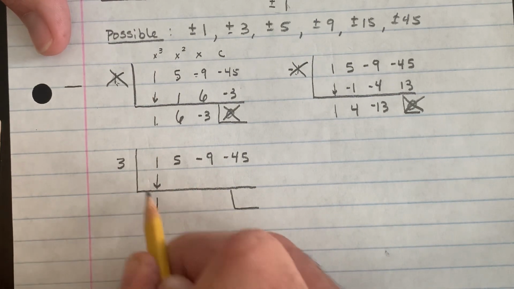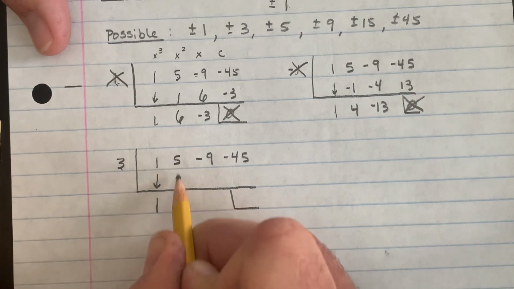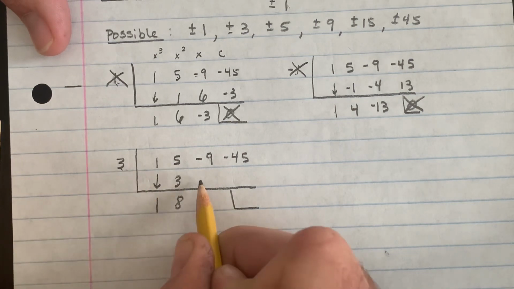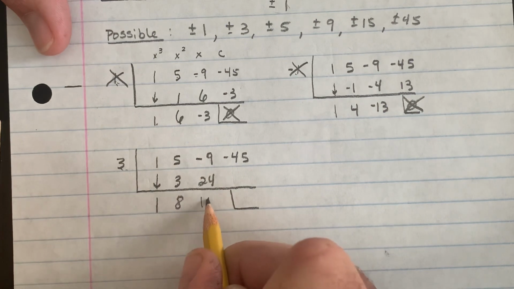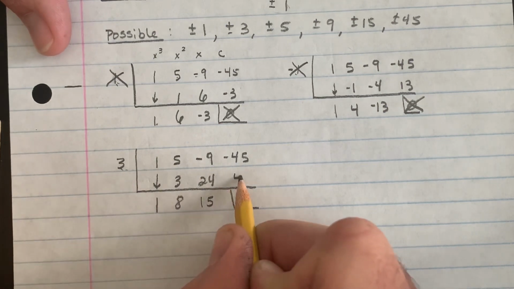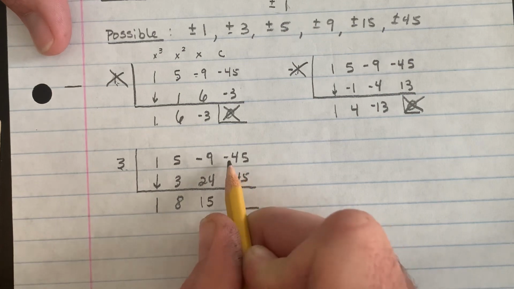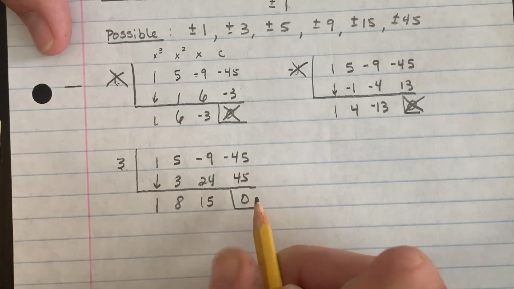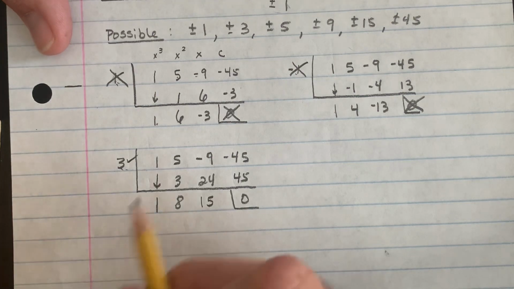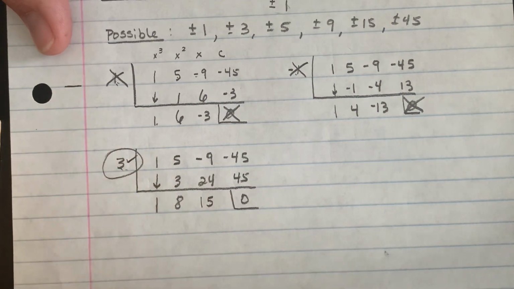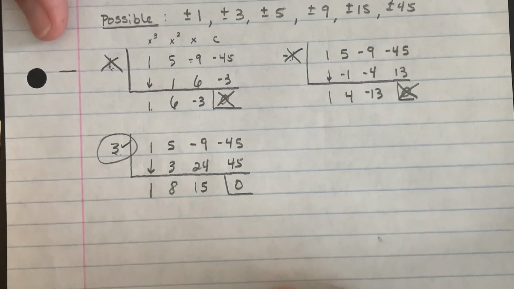So bring down the 1. 3 times 1 is 3. 5 plus 3 is 8. 3 times 8 is 24. Negative 9 and 24 is going to be a positive 15. 3 times 15 is 45. And negative 45 plus 45 is 0. So what that means is 3 is an actual solution. So we have found one of the 3 actual solutions.